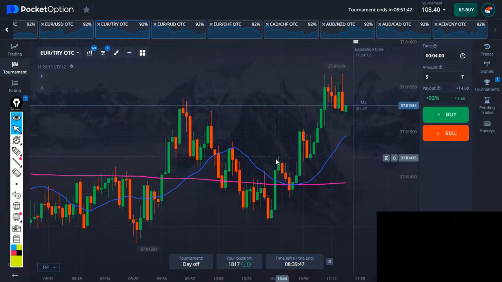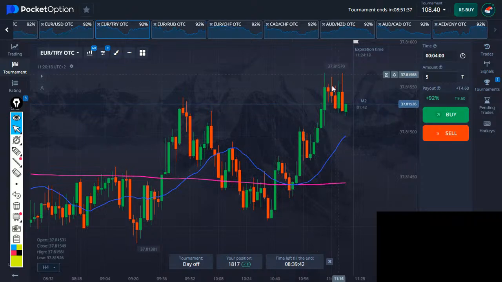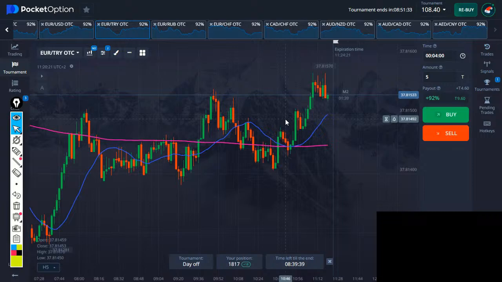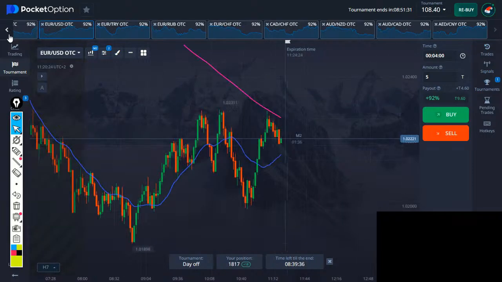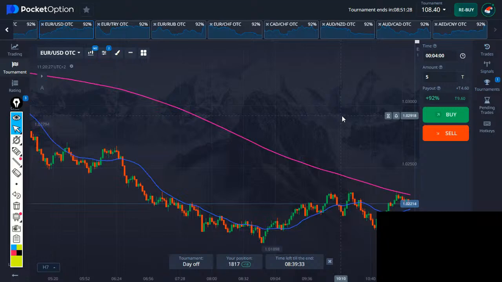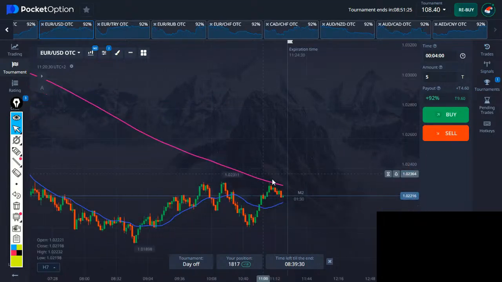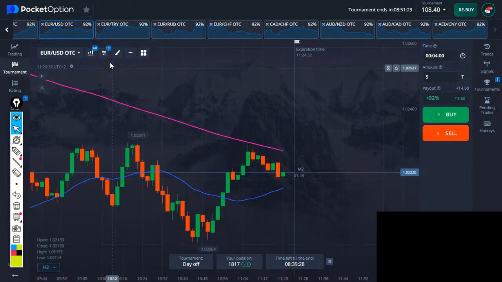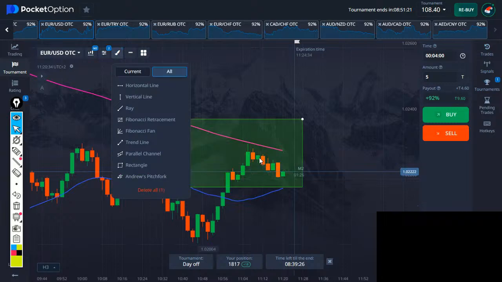See this beautiful narrow state over here? Boom. In Forex, that's a beauty. In binary options, you would have lost this one. This is also beautiful. Euro USD OTC. I will set this.